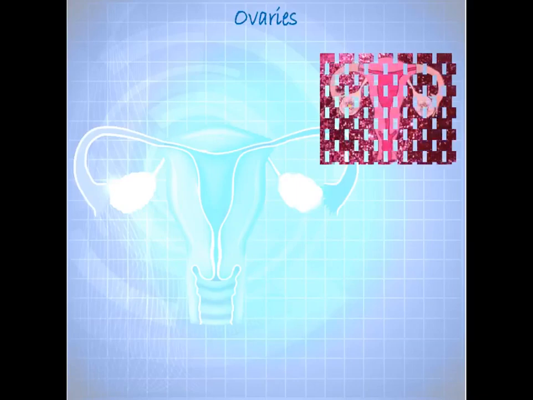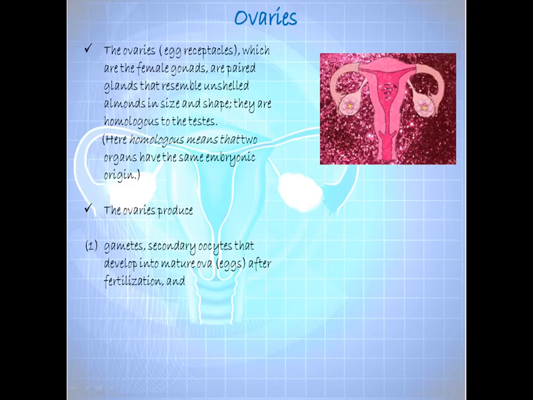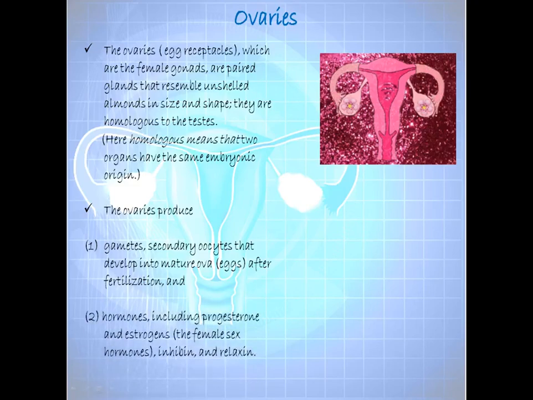Next one is the ovaries. The ovaries, or the female gonads, are paired glands that resemble unshelled almonds in size and shape. They are homologous to the testes. The ovary produces gametes, secondary oocytes that develop into mature ova, or eggs, after fertilization, and hormones including progesterone and estrogen, which is a female sex hormone, again inhibin and relaxin.